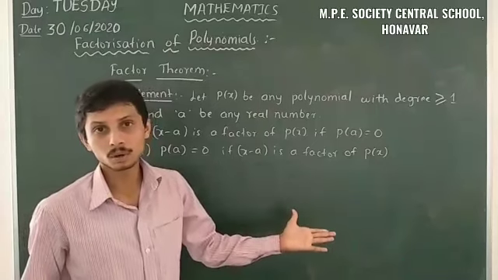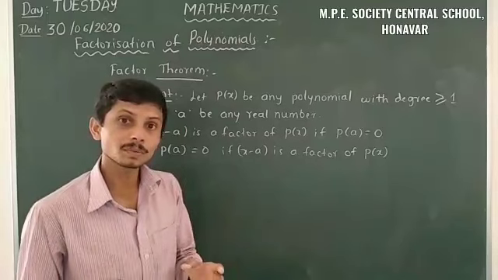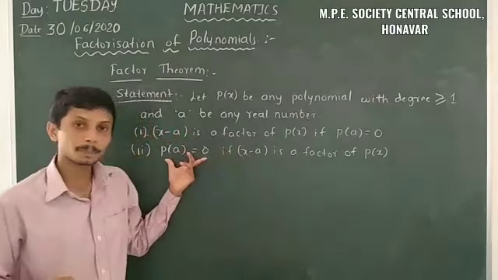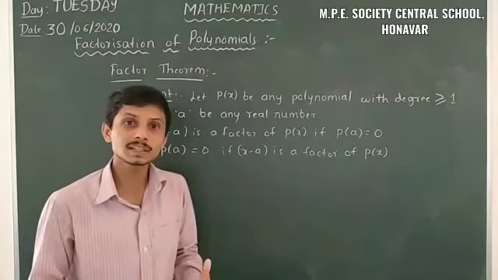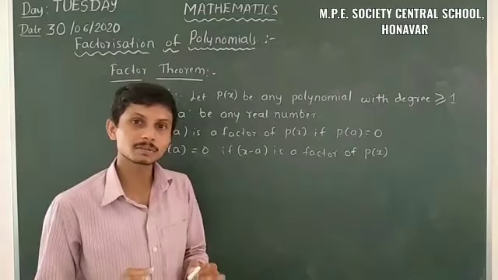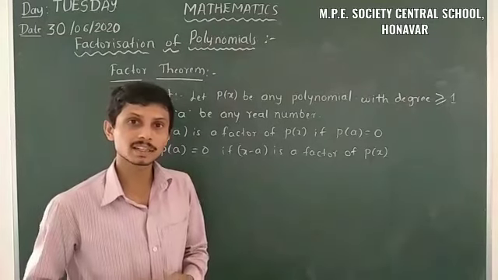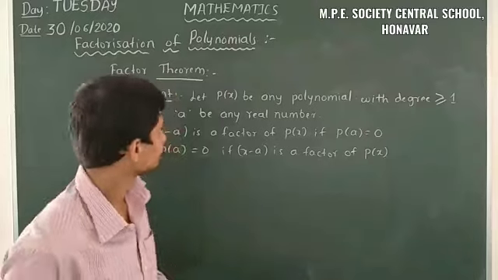x equal to a is the zero of the polynomial. If x equal to a is the zero of the polynomial, then p of a is equal to 0, that is, it is completely divisible by the divisor. So p of x is completely divisible by x minus a here. So let us discuss by taking some examples.